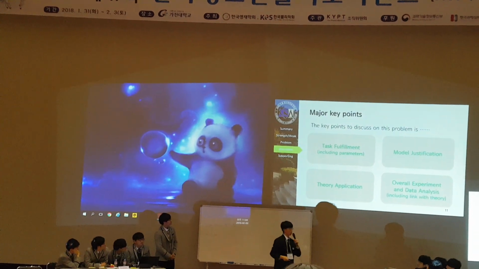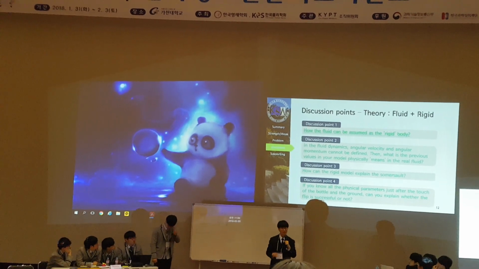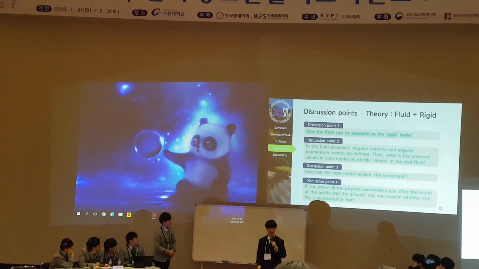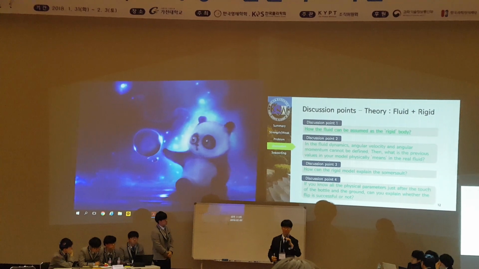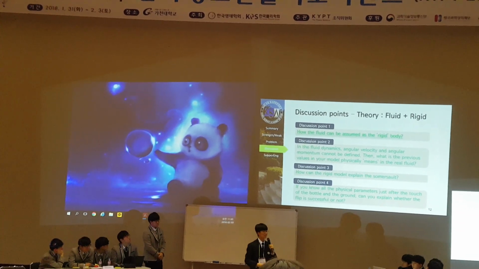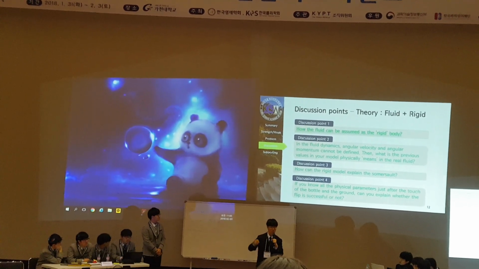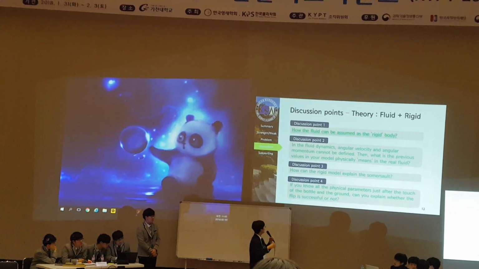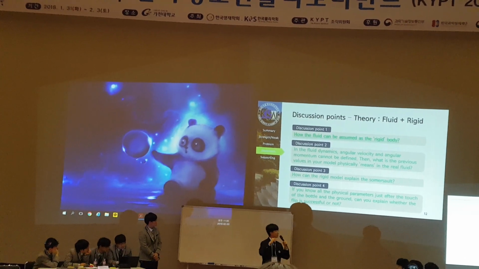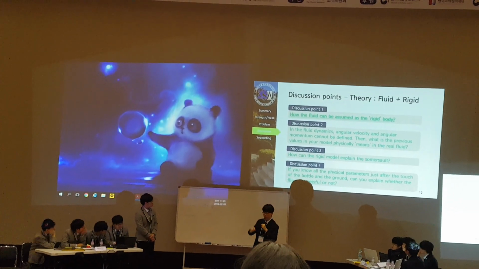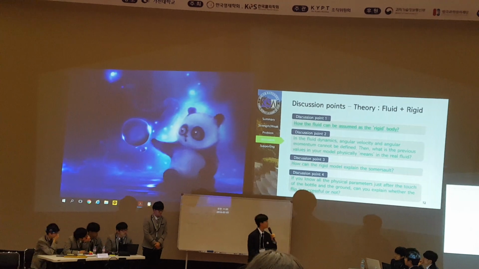So here are the major key points that I would like to debate. The first one is how they can model the fluid as a rigid body, since in fluid dynamics they do not consider angular velocity or angular momentum. I'm curious what angular velocity and angular momentum in their presentation actually mean in the real fluid model. The third one is how the rigid model can explain the somersault. If you know all the physical parameters just after the bottle touches the ground, can you determine whether a successful flip will happen or not? There should be an answer to my question.